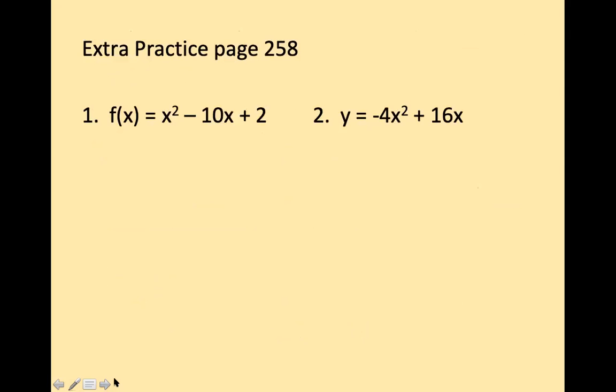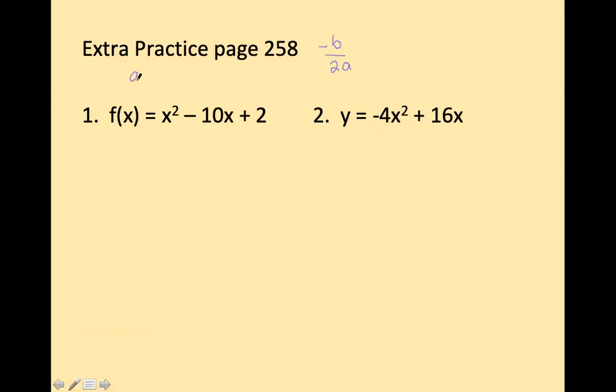All right, let's try some on page 258. The directions on 258 for number 1 say, find the axis of symmetry and the vertex of the graph of the function. The equation for the axis of symmetry is the same as the x coordinate of the vertex. I'm going to grab my pen here. It's in standard form, so I need to do -b over 2a. We're going to need to remember this over and over. It's going to come up.